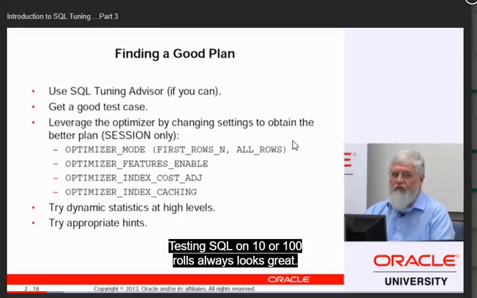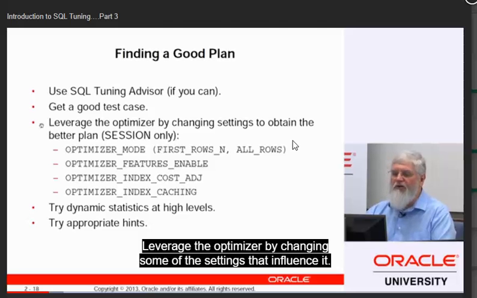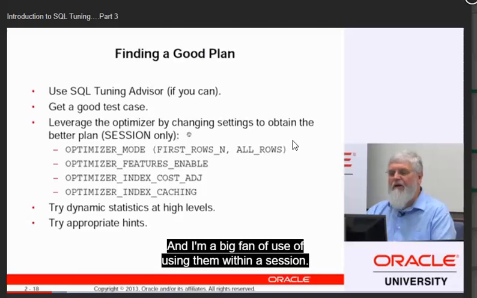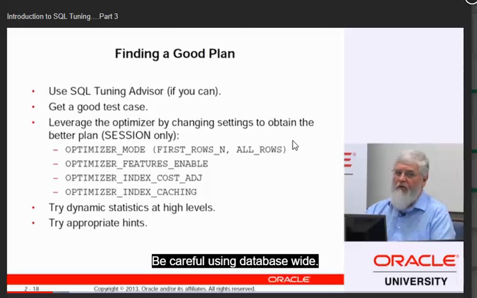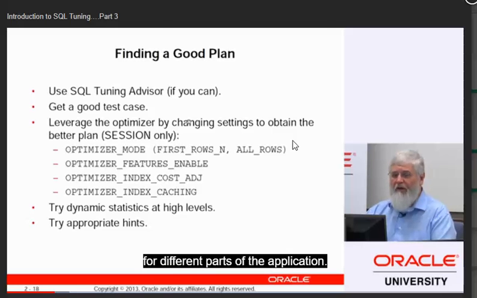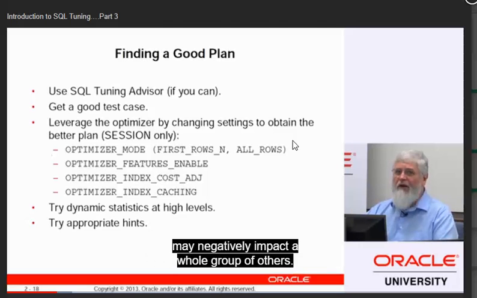Leverage the optimizer by changing some of the settings that influence it that may allow us to find a better plan. And I'm a big fan of using them within a session. Be careful using database-wide. There may be lots of different SQL running for different parts of the application. Fixing one statement with a change in the optimizer parameters may negatively impact a whole group of others. Find a better plan, and then we'll get the optimizer to use that plan in the future, and we'll show you some tools to do that.